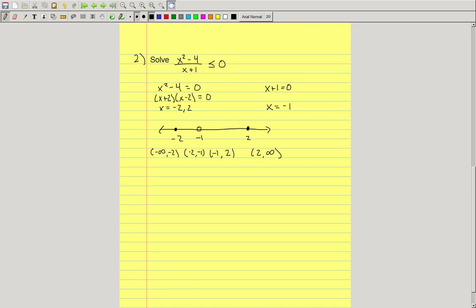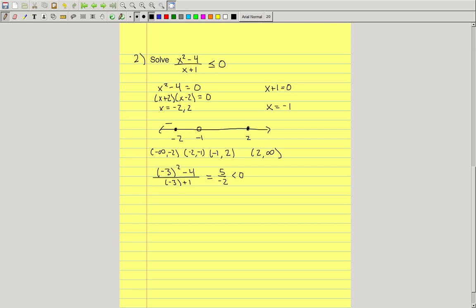Now we do the same thing that we did before. We pick a point in each interval, test it, and determine if the function is positive or negative on each piece. We're going to be selecting negative 3 out of our first interval. And we see that negative 3 squared is 9, and 9 minus 4 is 5. In the denominator, we have negative 2, and we see that this value is less than 0. So we put a negative sign up here.